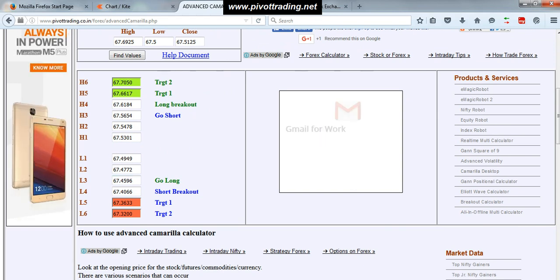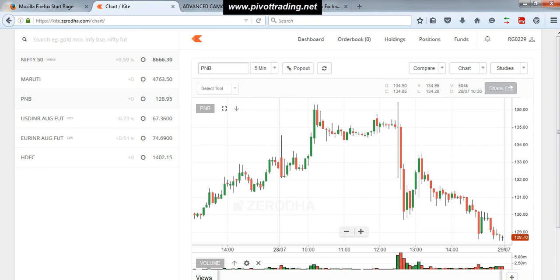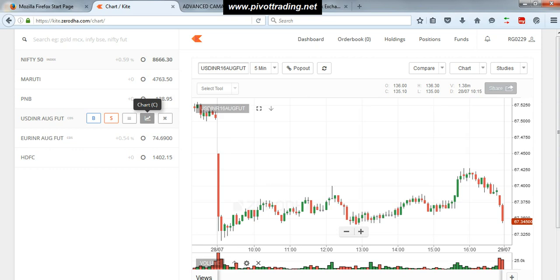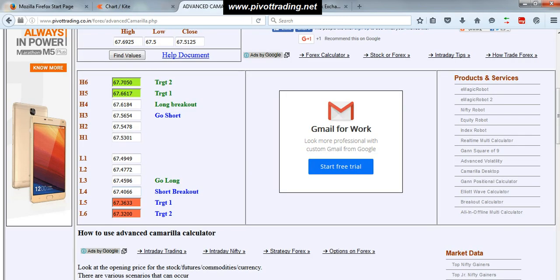Now again, we will follow the same strategy. We'll open the chart. I'm showing you with the help of the chart because the market is already closed. But what you generally have to do is check whatever the average price or LTP is at 9:30, 9:35 or 9:40, somewhere between that, and then see where it falls. So at 9:30, 9:35, the price is somewhere around 67.3513.